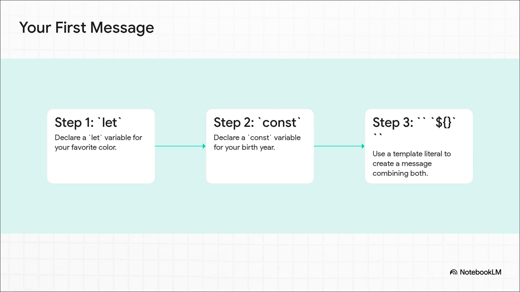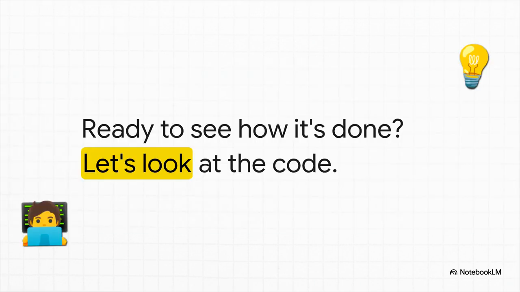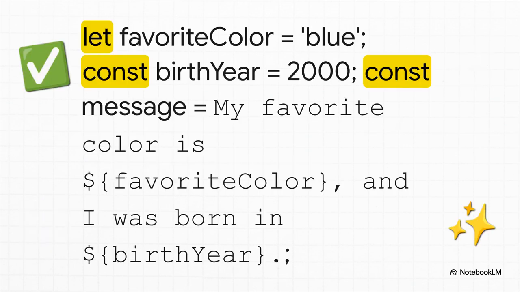Second, a variable for the year you were born. That's never going to change, so that's got to be a const. And then you'll use a template literal to put it all together in a nice sentence. You ready? Got something in your head? All right, let's see how it's done. And there it is, simple as that.